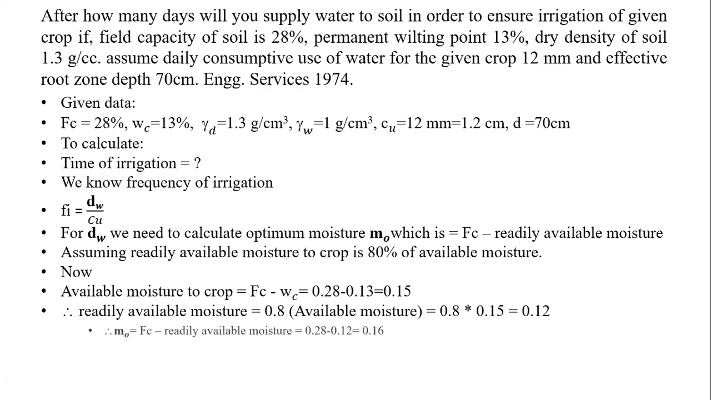Now for that we get from this equation, Mo is equal to field capacity minus readily available moisture, that is 0.28, the field capacity given to us, minus the readily available moisture we have calculated as 0.12, so it equals 0.16. So now we got the optimum moisture content, 16%, out of the field capacity and wilting coefficient range. Now from that we have to calculate the dw. So how to get the dw?